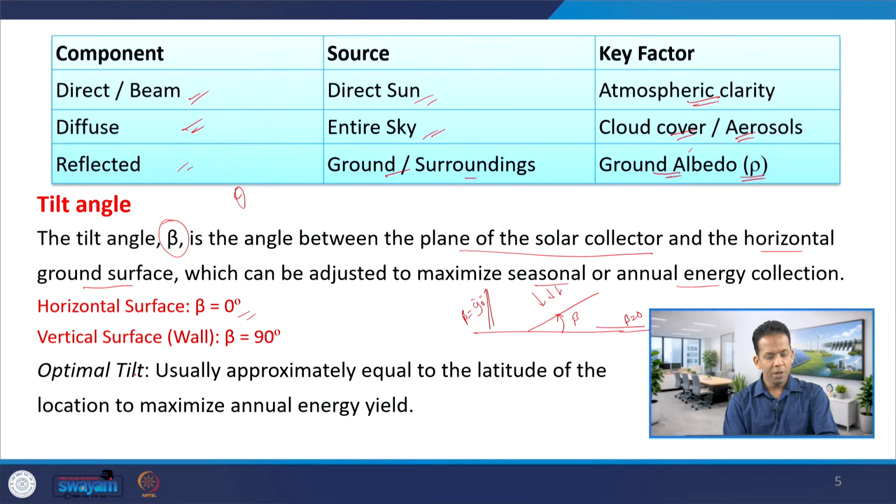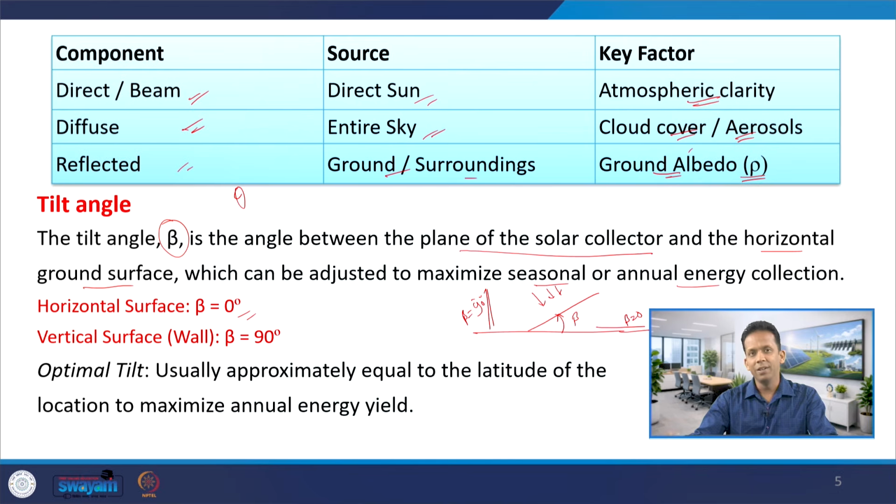So, what is the optimal tilt angle? Because solar collectors or solar panels, when we put them on the rooftops of our houses, you might have seen that almost all the panels are kept at a similar angle.